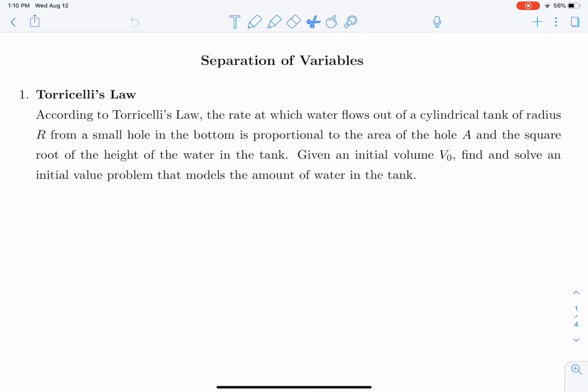So in order to set up the technique of separation of variables, I would first like to motivate it with a very simple model. And this is the simplest nonlinear model that I could come up with. And it uses what's called Torricelli's law. According to Torricelli's law, the rate at which water flows out of a cylindrical tank of radius r from a small hole in the bottom is proportional to the area of that hole, A, and the square root of the height of the water in the tank.